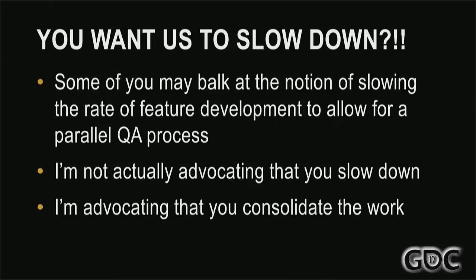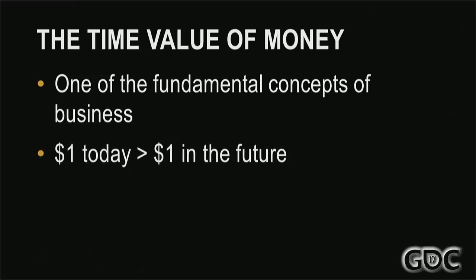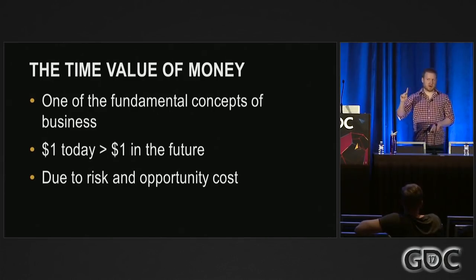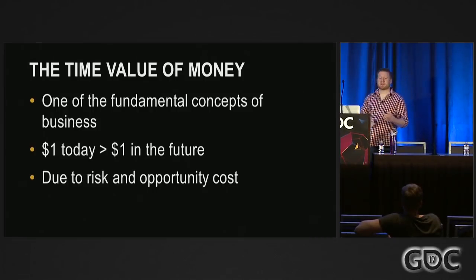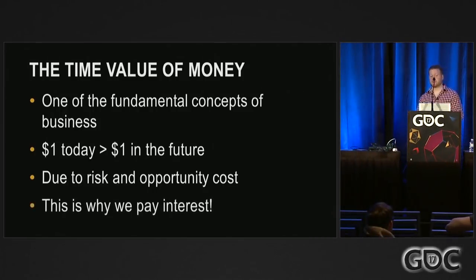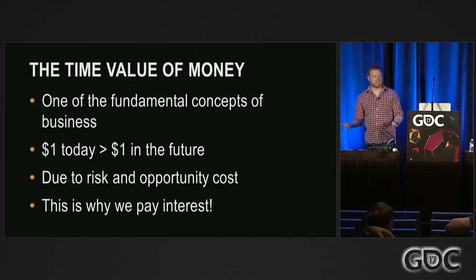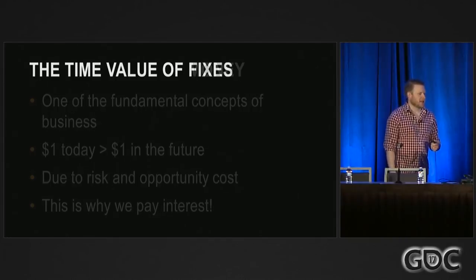Now, here's the way I like to think about this. In business, you have what's called the time value of money. It's one of the most fundamental concepts of business. A dollar today is more valuable than that same dollar in the future for two reasons: risk and opportunity cost. Risk because you don't know if you're going to get that dollar in the future, and opportunity cost because you could have done something with it in the meantime. This is why you pay interest. You're compensating your bank or your credit card company for the risk and opportunity cost they're absorbing by providing you with money.